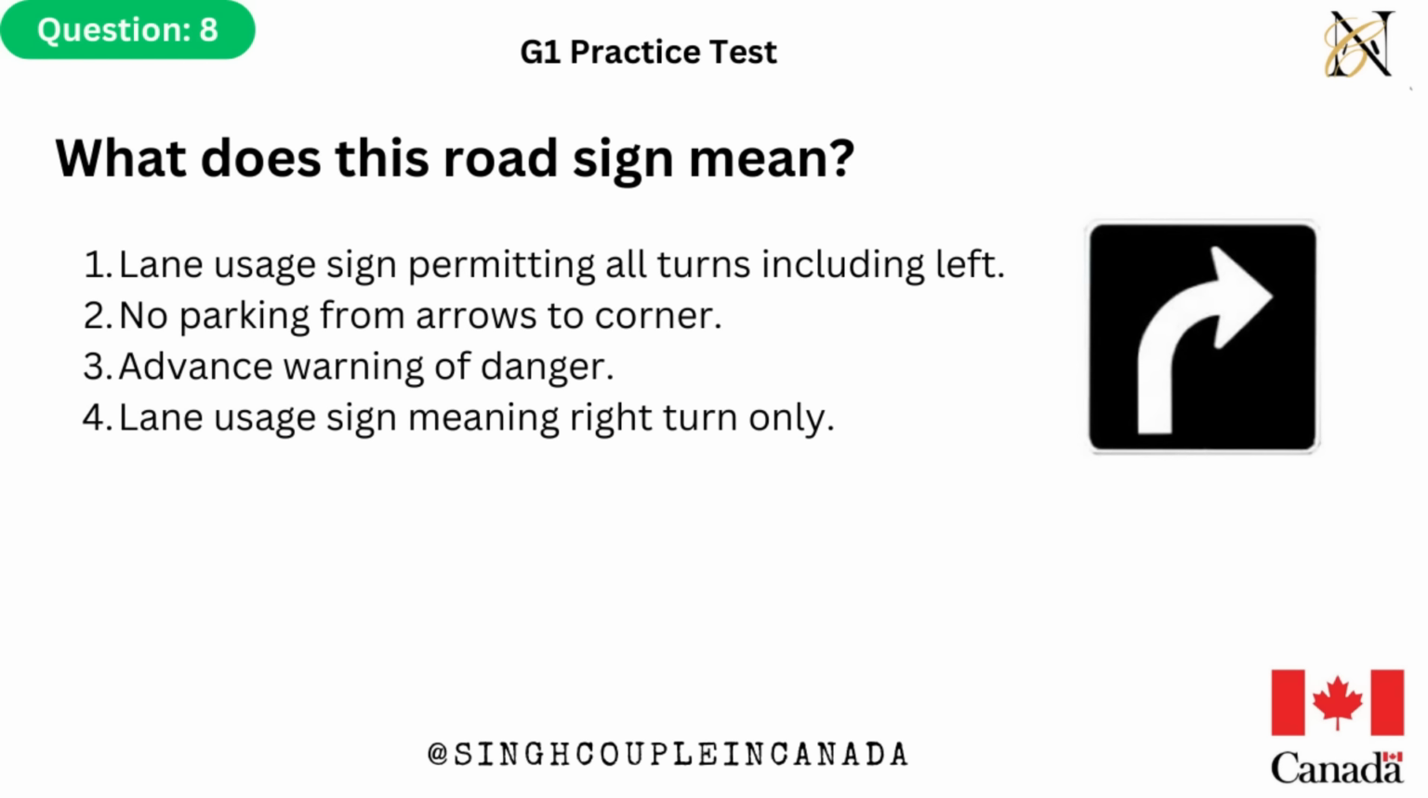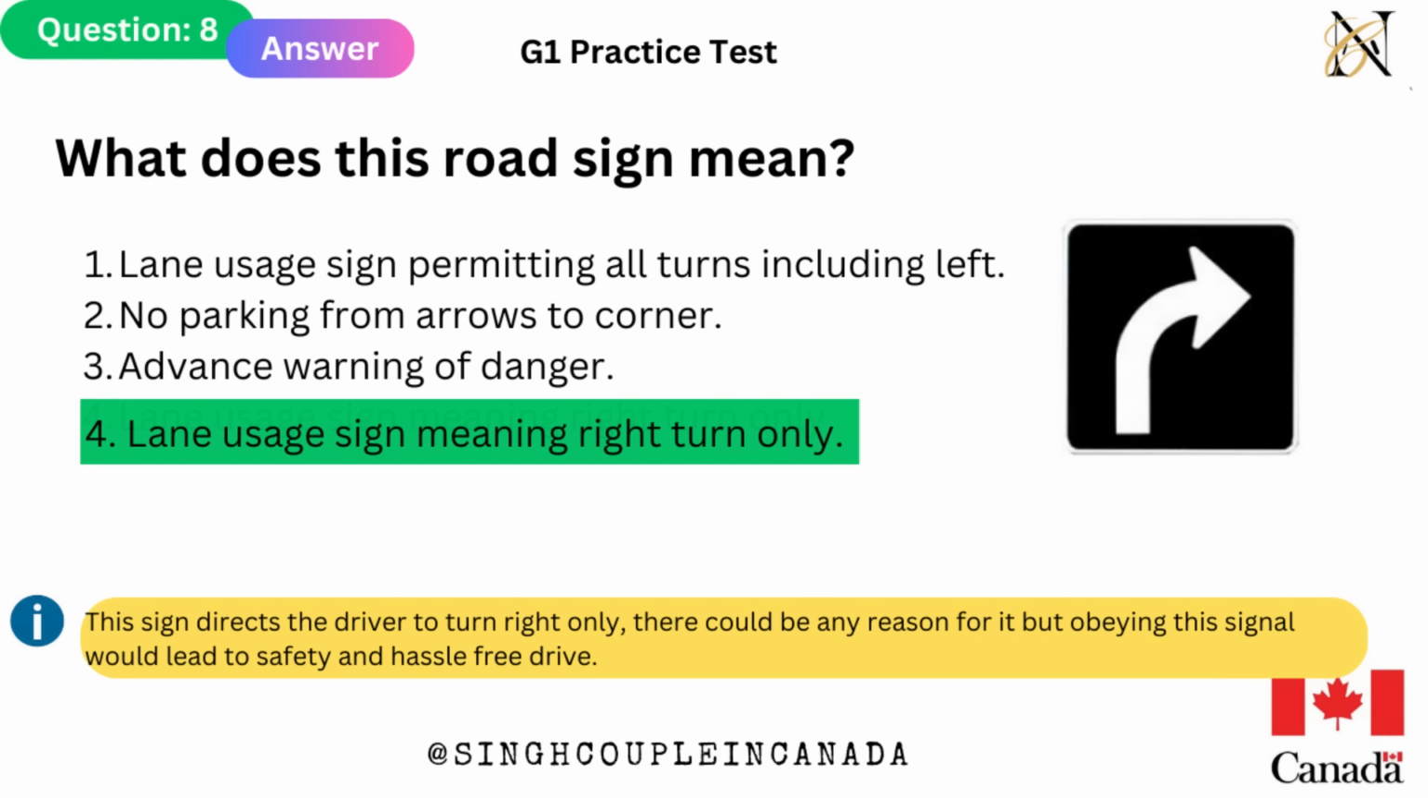What does this road sign mean? 1. Lane usage sign permitting all turns including left. 2. No parking from arrows to corner. 3. Advance warning of danger. 4. Lane usage sign meaning right turn only. The answer is 4. Lane usage sign meaning right turn only. This sign directs the driver to turn right only. There could be any reason for it, but obeying this signal would lead to a safe and hassle-free drive.